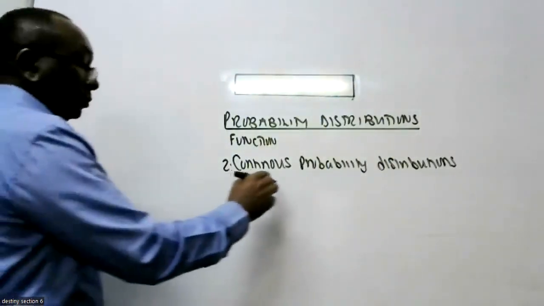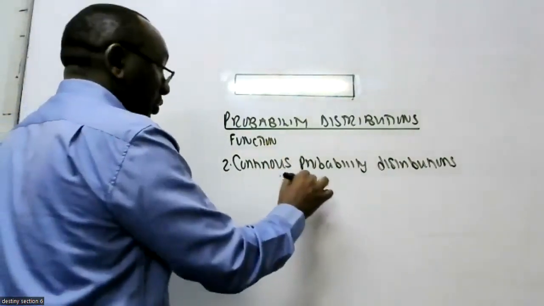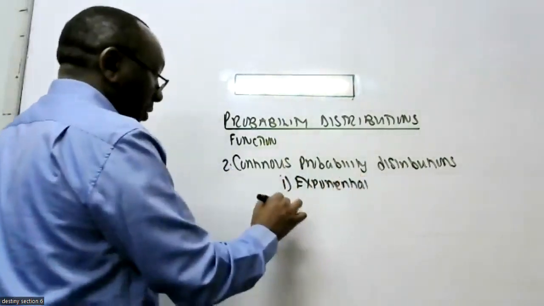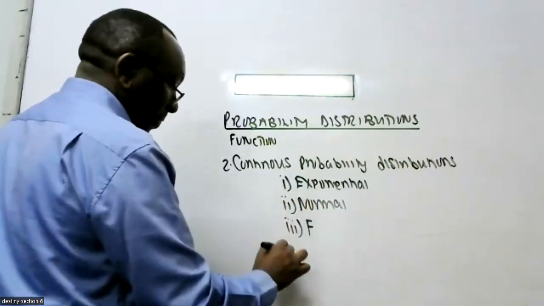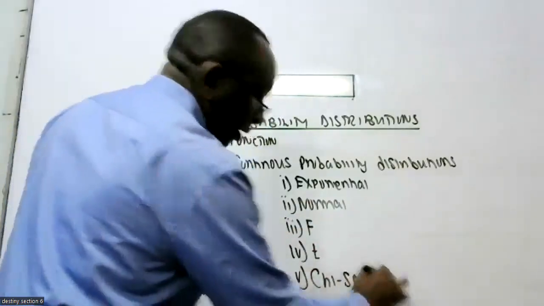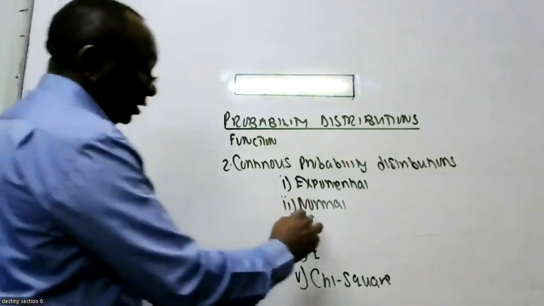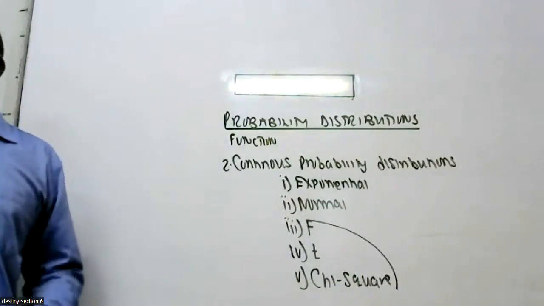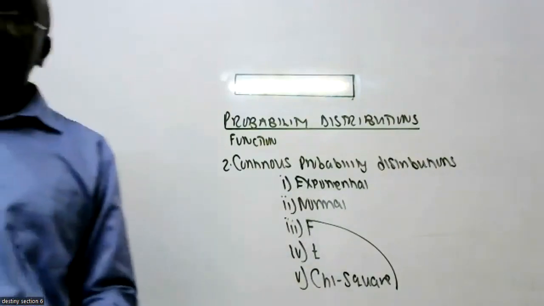The most common are: one, exponential. Number two, normal. Number three is F. Another one is called T. Another one is called chi square. So these three, we shall not discuss them now, but they will be appearing as we go by in other areas. But these two we shall discuss. So let's start with the first one, binomial probability distribution.